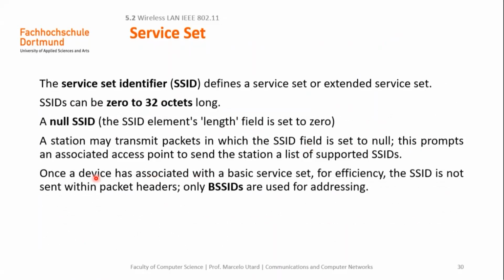Then once a device has associated with a basic service set, for efficiency, the SSID is not sent within packet headers. Only BSSIDs are used for addressing. Remember this. And sometimes a null SSID, that is an SSID with zero length, could be used. A station, for instance, may transmit packets in which the SSID field is set to null. This prompts an associated access point to send the station a list of supported SSIDs.